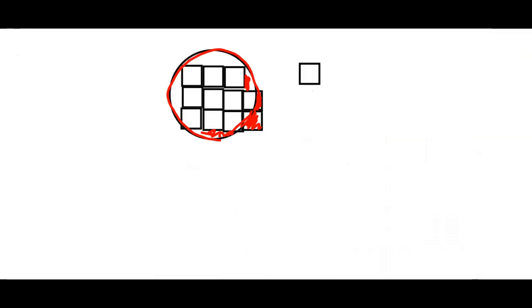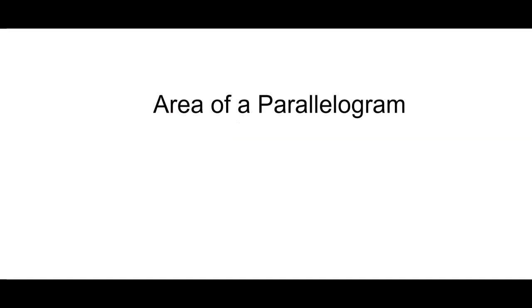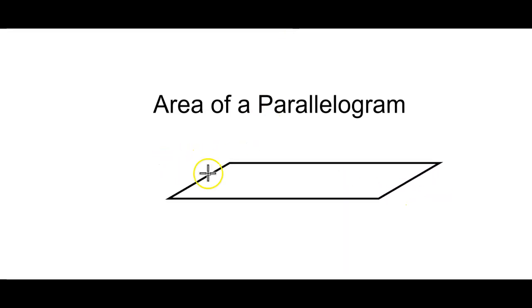So next thing we're going to look at is the area of a parallelogram. Remember, a parallelogram is a four-sided figure, a quadrilateral, with both sides parallel. So parallelograms can look like this. They can look like rhombuses. They can even be rectangles.